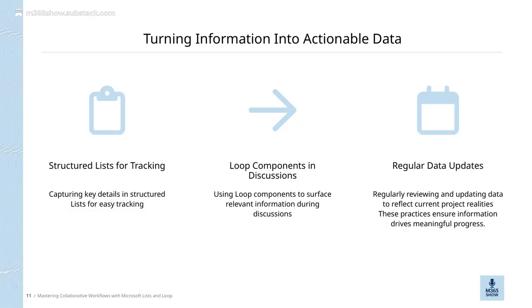When information is organized systematically, it becomes simple to monitor progress, identify bottlenecks, or follow up on action items. These structured lists serve as a reliable record, helping turn information into actionable data. Ultimately, all of these practices, reviewing data regularly, using loop components during discussions, and maintaining structured lists, work together to keep our workflows efficient and focused. They ensure that our information not only supports but actively drives our progress forward.